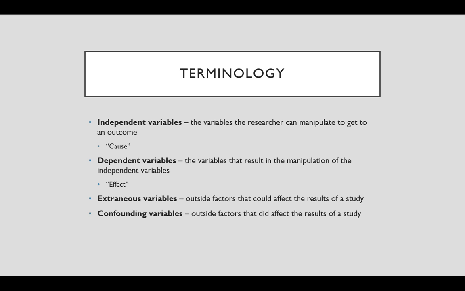Confounding variables are extraneous variables that did affect the results of a study. So if your walk from your place of business to the sandwich shop was impeded by an extraneous variable, that extraneous variable has now become a confounding variable, because it affected the outcome of the study, the outcome of how long it takes you to make that walk. It could have made it longer or shorter.